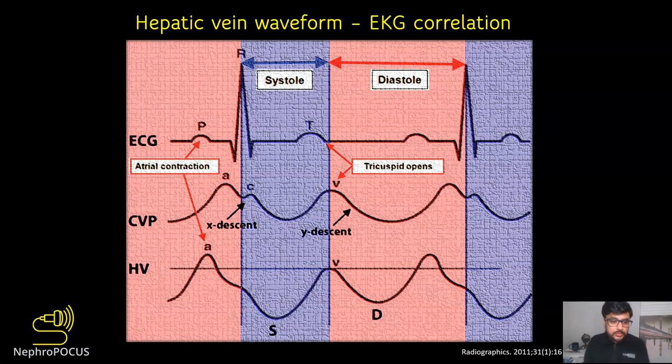And sometimes you see a small blip here, which corresponds to the C wave. Sometimes you call it S1 wave. That's normal, but most of the time you don't see it.